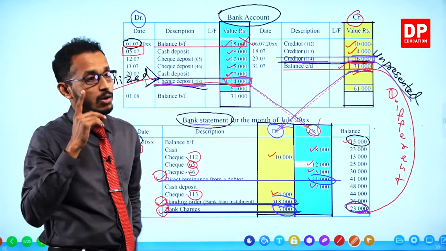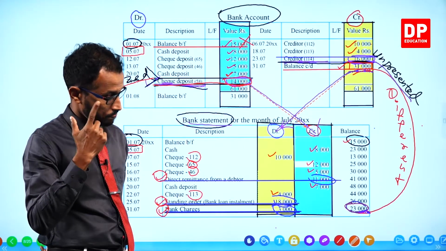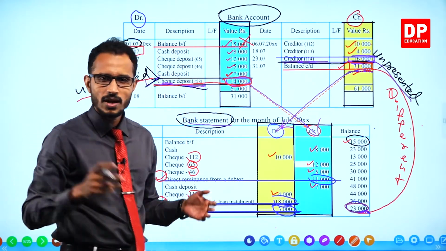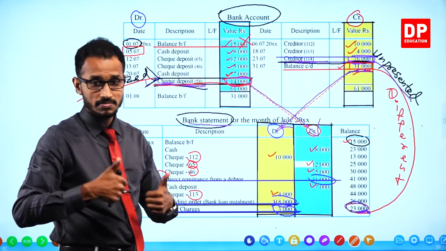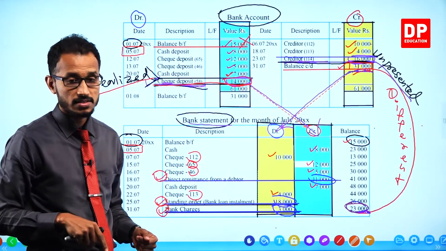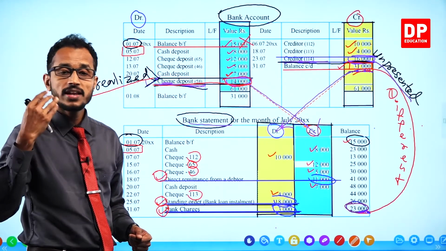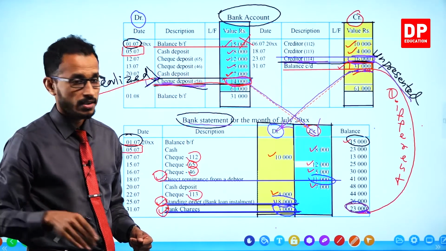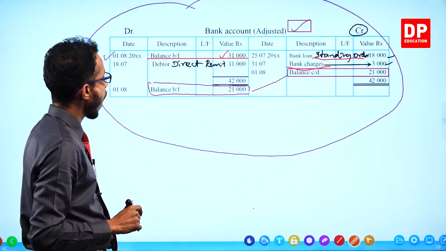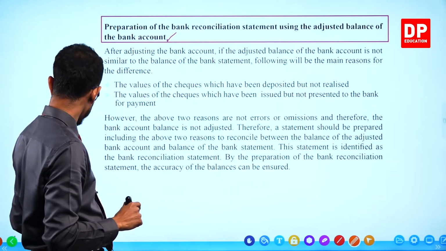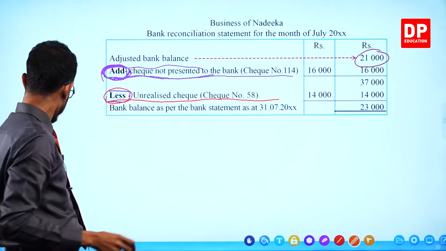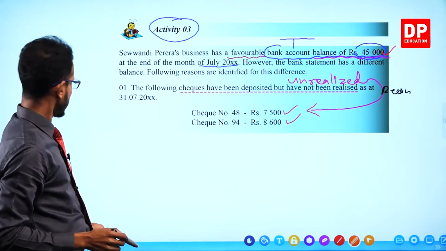Is that the reason? Okay, right. That is the reason. Who understood this? You understand these things, the theory behind these practices. If you get these things clear, you can do any question in any way. All right. That's why we are going to add the unpresented checks, just like it's given here. Unpresented, add. We are going to add the unpresented checks.